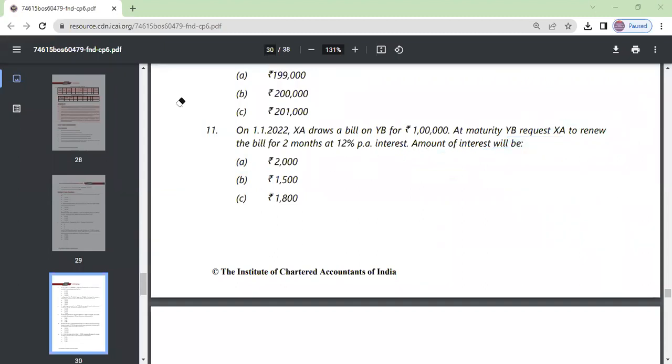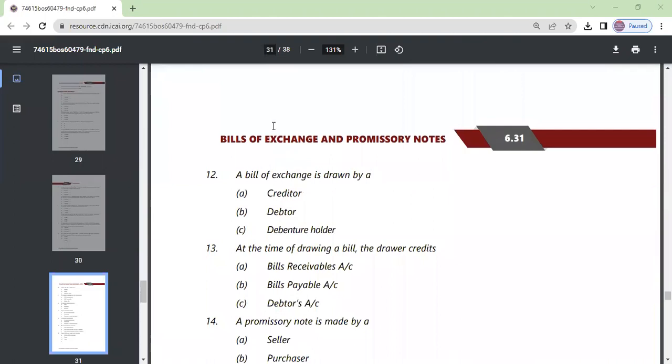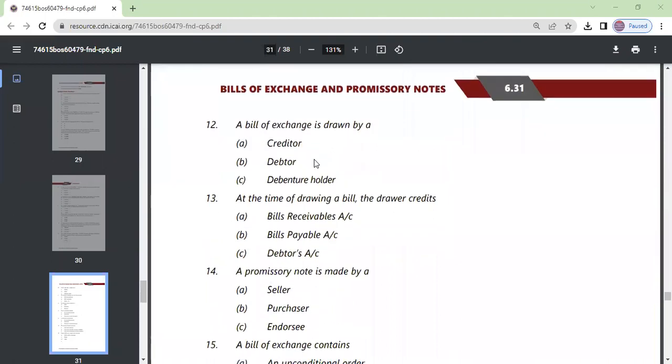Now, coming to question number 12. A bill of exchange is drawn by. Who draws the bill? Drawer or creditor? Select the option. So creditor or drawer. Who accepts the bills of exchange? Drawee or debtor, also called acceptor.